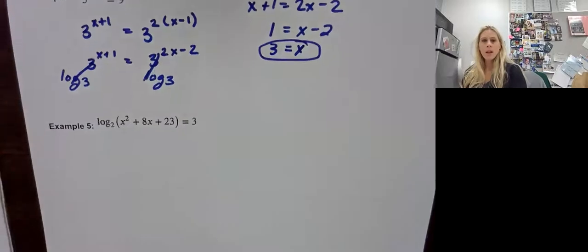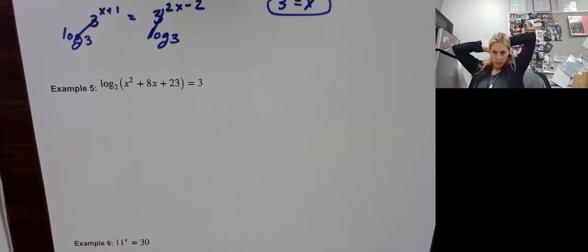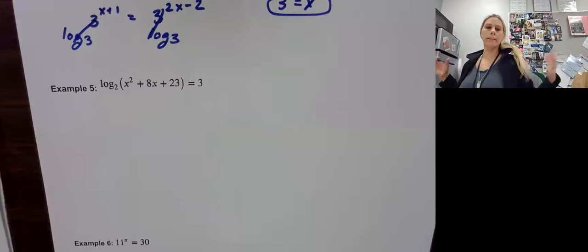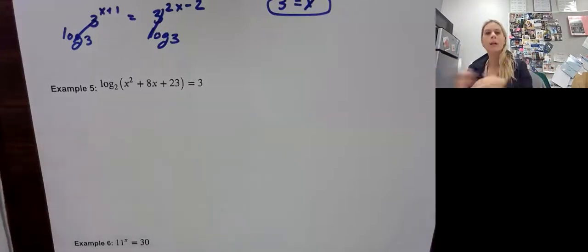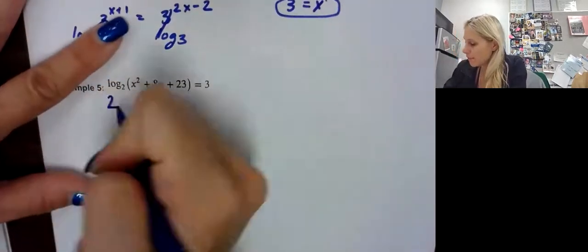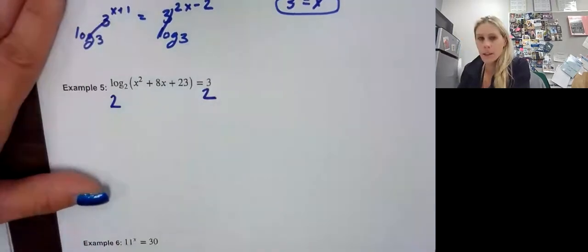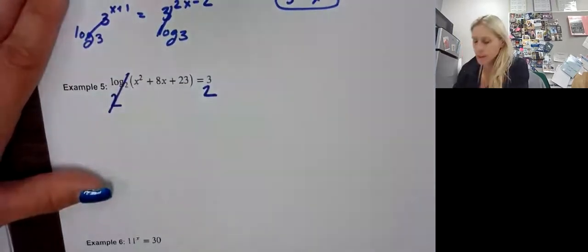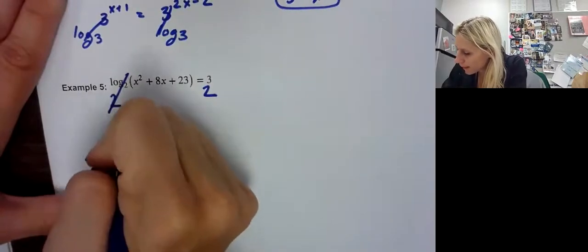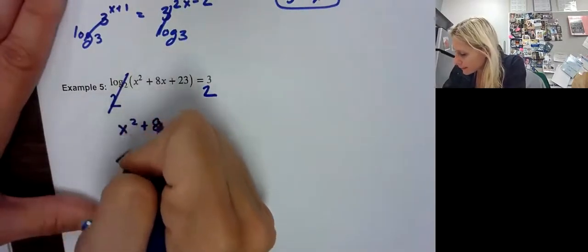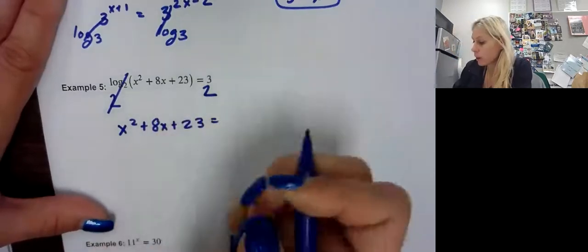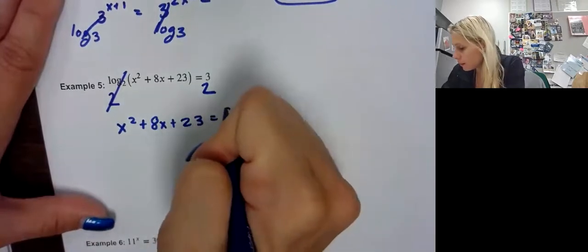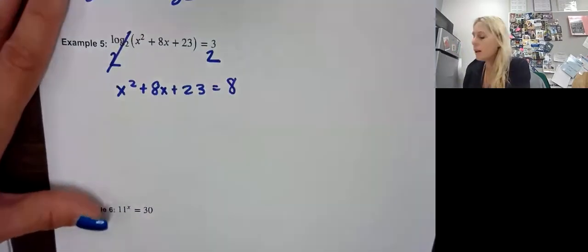There we go. All right, 2 more. Log base 2 of this big thing equals 3. All right, well, there's nothing on the outside of the log on the left side there. So I'm going to get rid of log base 2 by base 2. Whatever I do to one side, I do to the other. These two cancel. I'm left with x squared plus 8x plus 23 equals, well, 2 cubed is 8. You can do that on the calculator if you don't know that by heart.